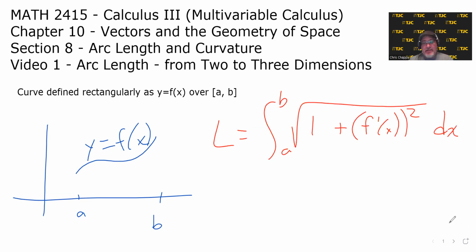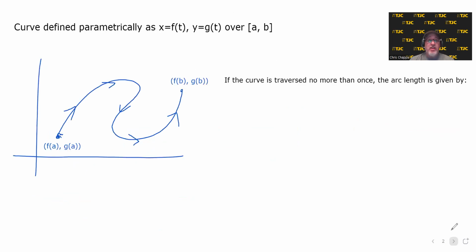But in space, we don't define curves as functions of x and y. Z is a function of x and y would actually give us a surface. We define them parametrically. So reviewing how to do the two-dimensional arc length parametrically, let's say we have a curve defined parametrically by x equals f of t and y equals g of t over a closed interval a, b.